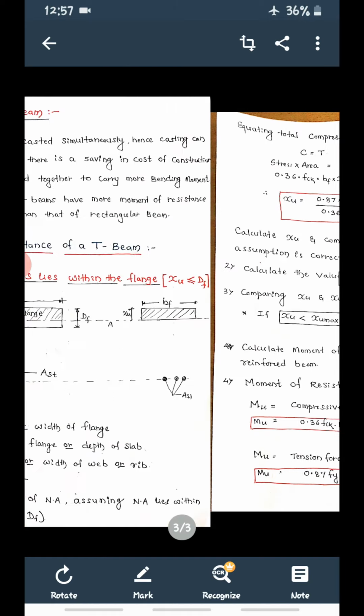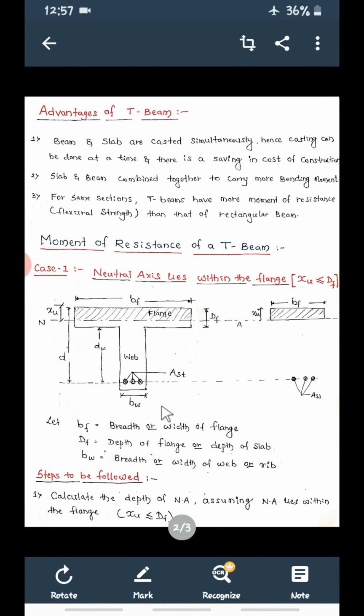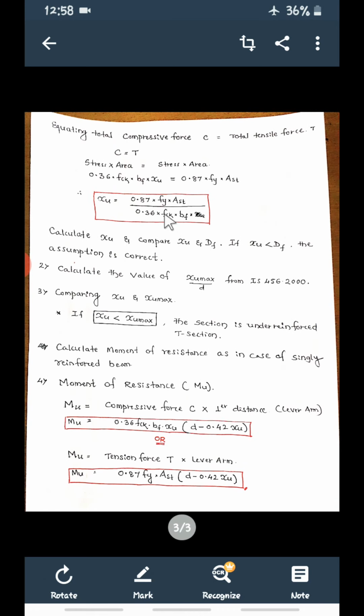Similarly, this tension zone. Here concrete is there, but it is neglected, so only steel is going to take the tension. So what is the stress? Stress is 0.87 Fy now, for steel. Area is AST. So stress is 0.87 Fy and area is AST.